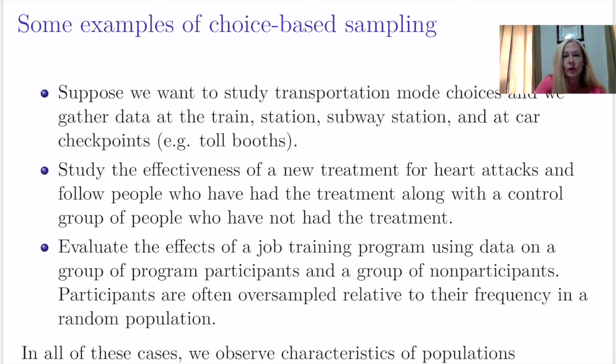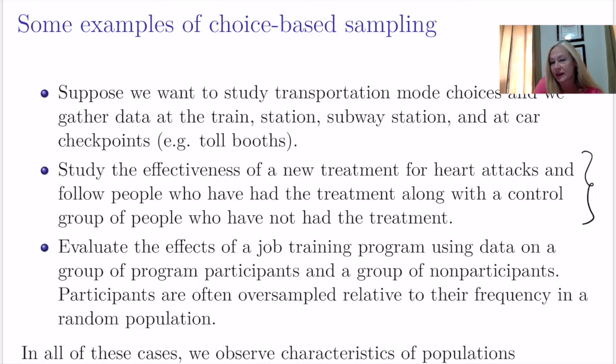So we're going to talk about how you make these adjustments, first in the context of choice-based sampling. Suppose we want to study transportation mode choices. You gather data at the train station, subway station, and at cart checkpoints. That's one example. Here's another example: if you want to study the effectiveness of a treatment for heart attacks, you follow people that had that treatment along with a control group that did not have that treatment.